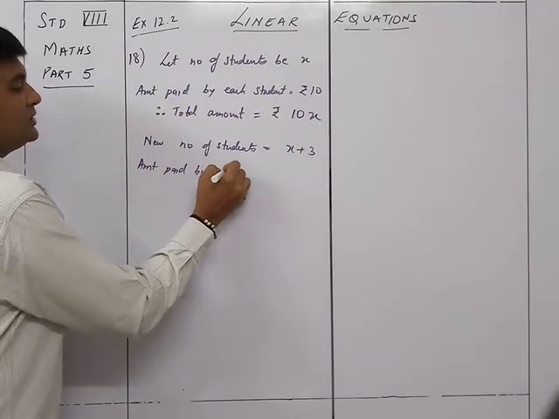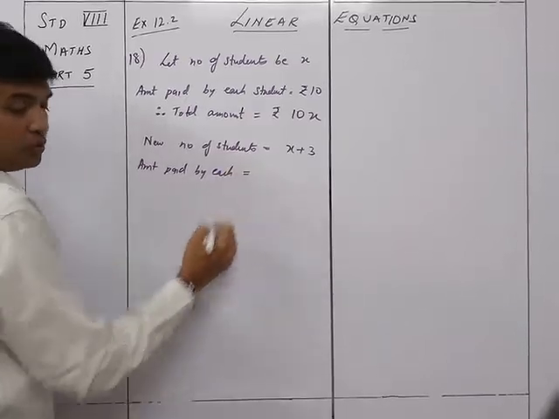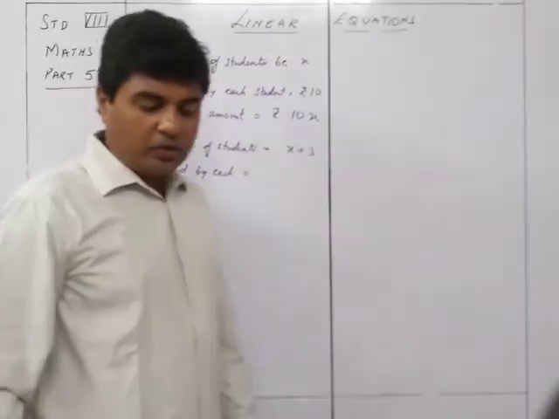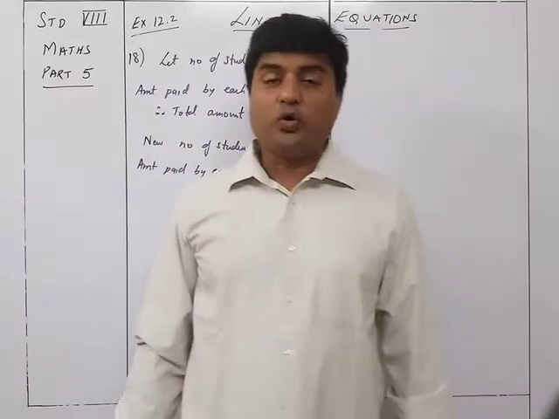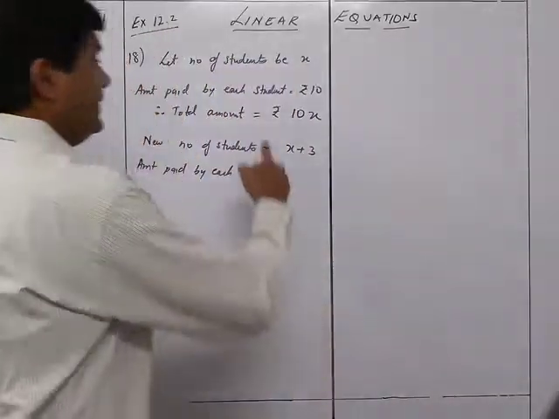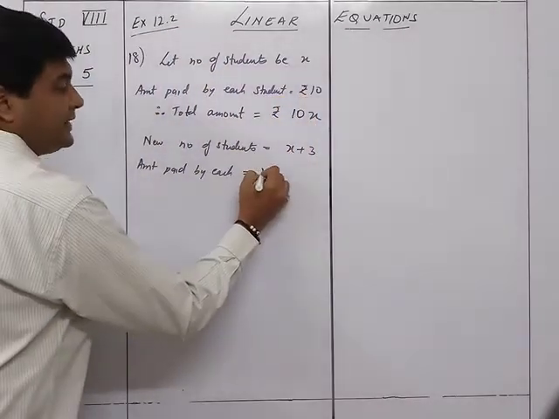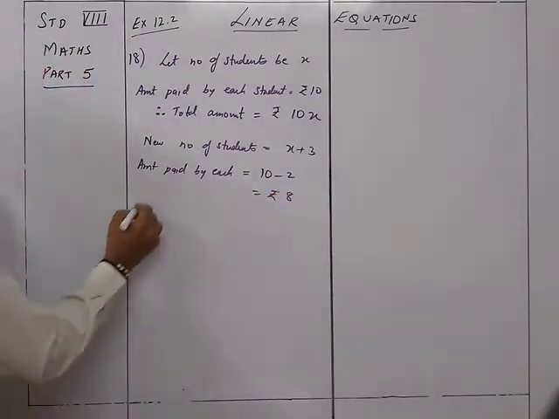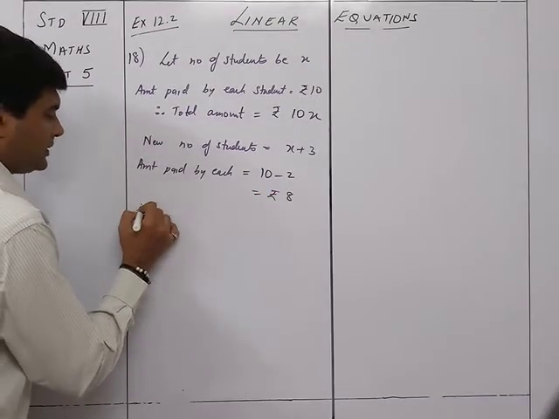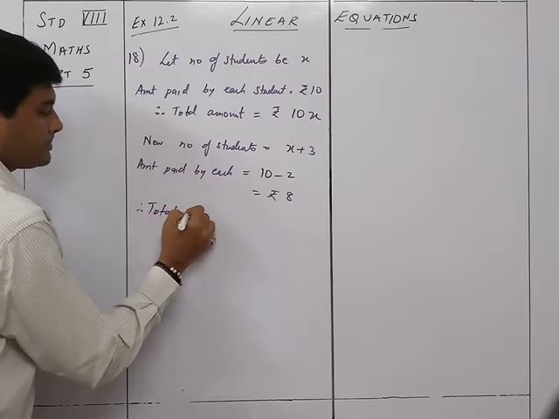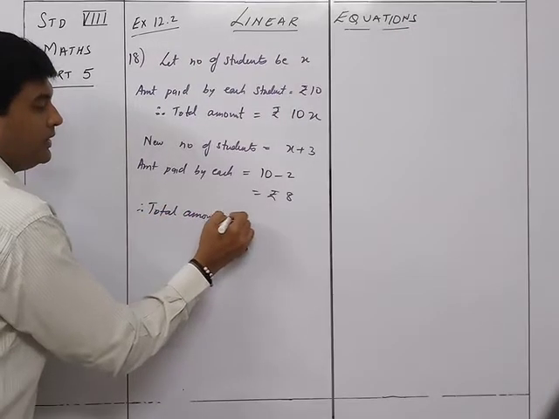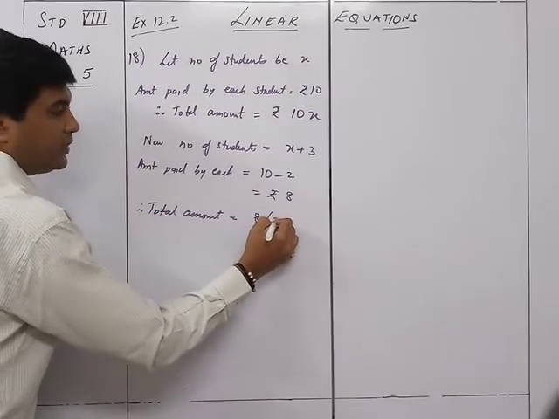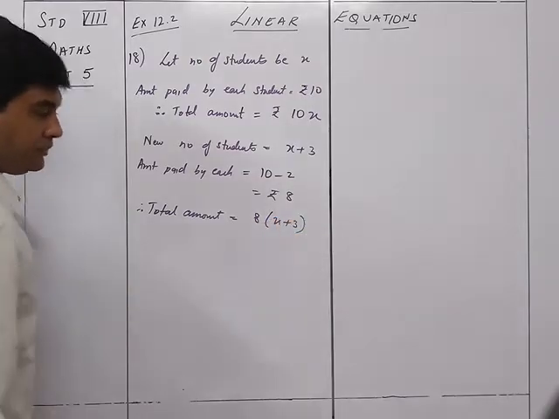by each is equal to 2 rupees less. If there are going to be 3 more students, then they are going to pay 2 rupees less. That means instead of 10, they are going to pay 10 minus 2, which is equal to 8 rupees. So the total amount is equal to 8 into x plus 3.